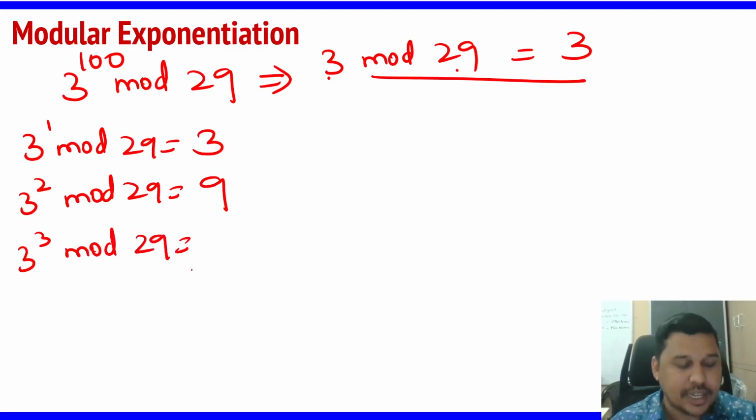In this case, what will you get here? 3 cube mod 29. We will find out 3 power 4. Don't find out 3 power 3. You have to go in double fold: 1, 2, 4, 8. That way we have to go.